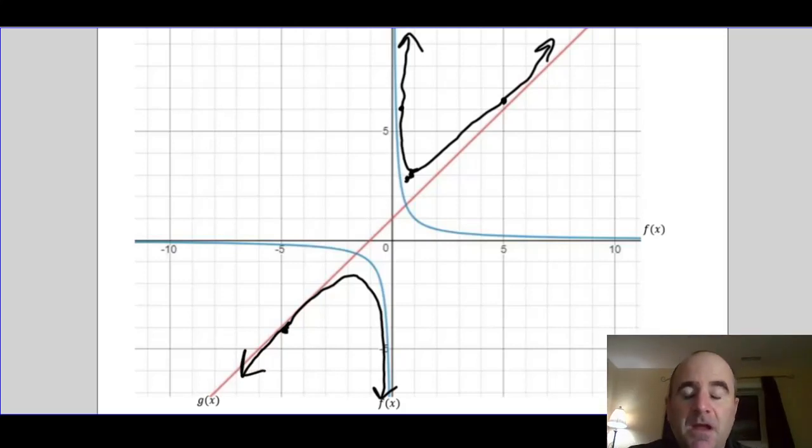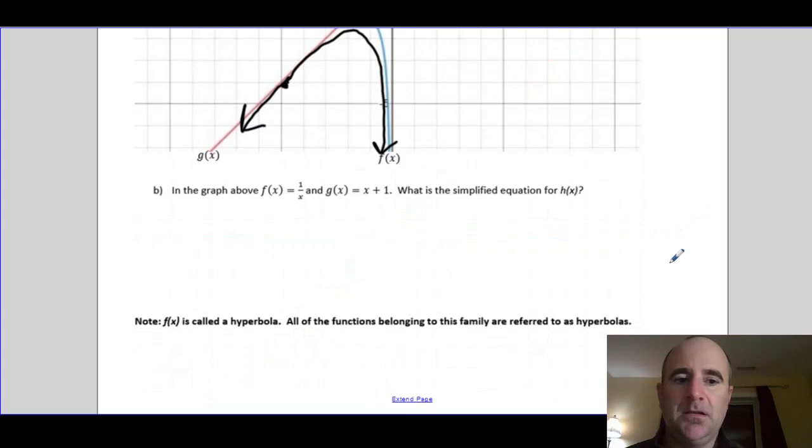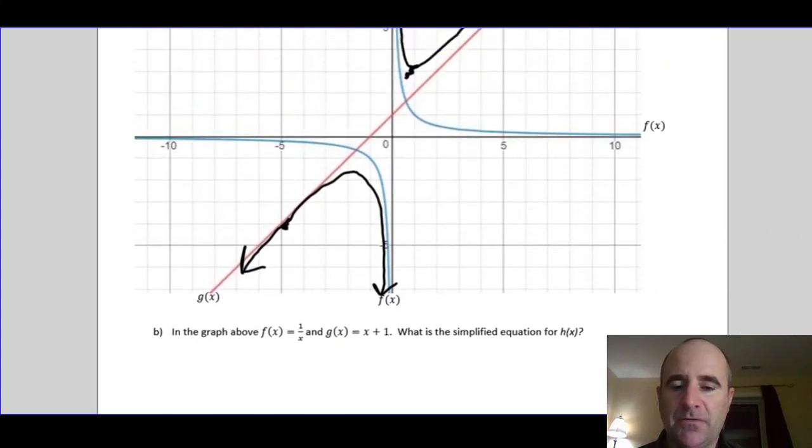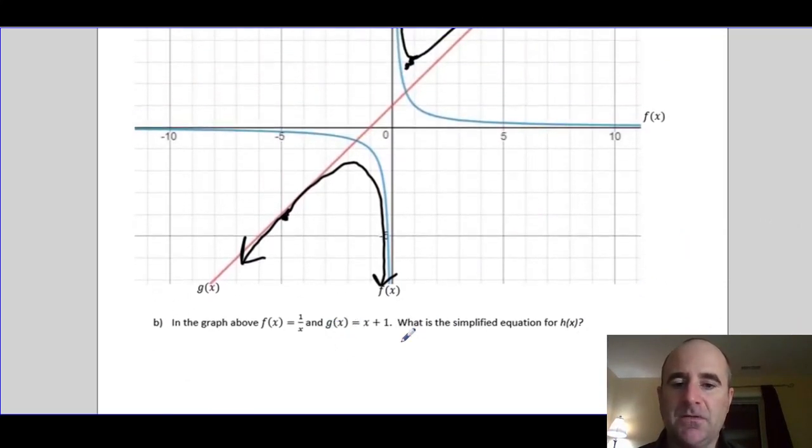And this should be, if you've done the other lesson, there's an example very, very similar. In fact, it's exactly the same. So moving down. Now, if you're wondering about where these graphs came from, well, the first graph, f of x, is just 1 over x. And the second graph, g of x, was x plus 1. I just put those in Desmos.